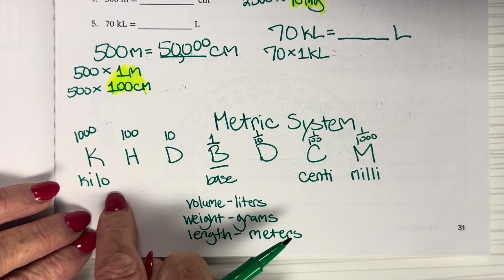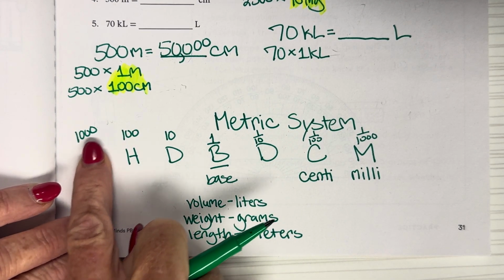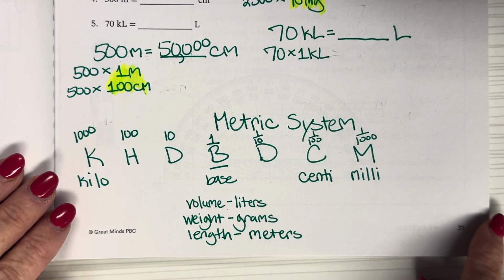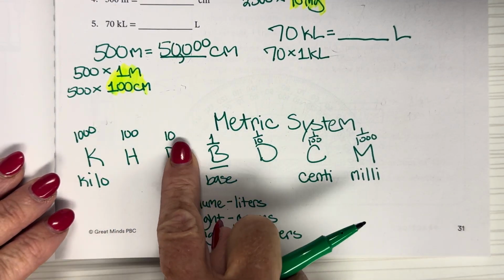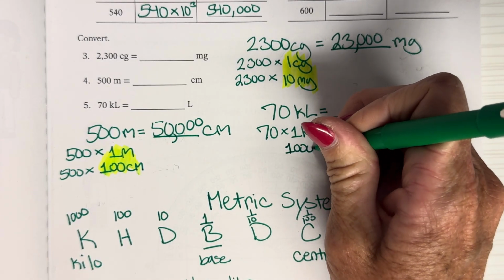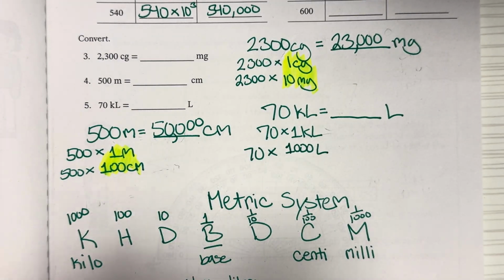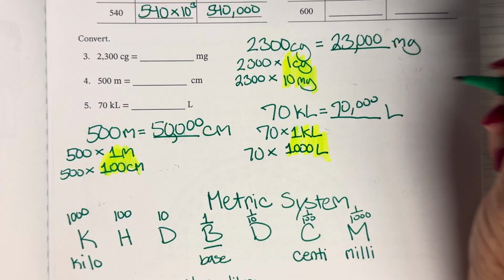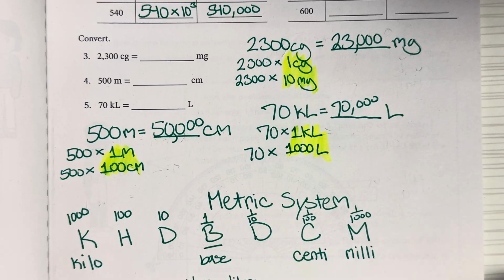This is like a massive container of water, and with one of these I could fill up 1,000 liter containers of water. And each place value is worth 10, so it's 10 times 10 times 10, which is 1,000 as well. So I'm going to say 1 kiloliter is worth 1,000 liters. So I'm going to multiply that by 1,000, and 70 times 1,000 is 70,000 liters. So ladies and gentlemen, it's all about looking at what the measurements are and converting them.